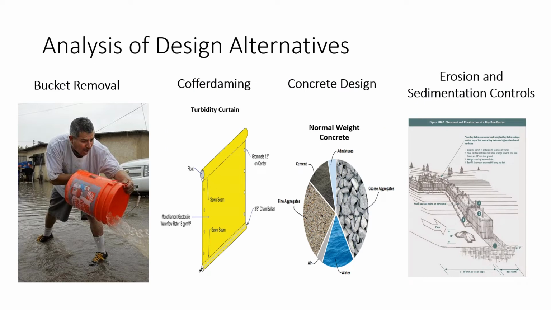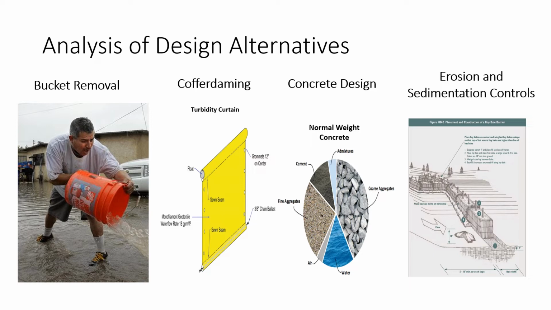Now we move to our analysis of design alternatives. Firstly, for the first portion of the project, we would be using bucket removal to remove water. We would first cofferdam the area using turbidity curtains. These curtains are made of a geotextile fabric that, using floats and weights, will support and prevent water from entering the area we need to work in.